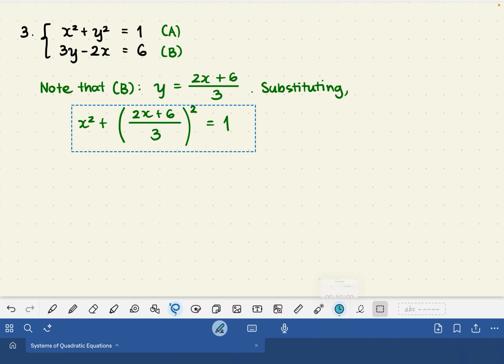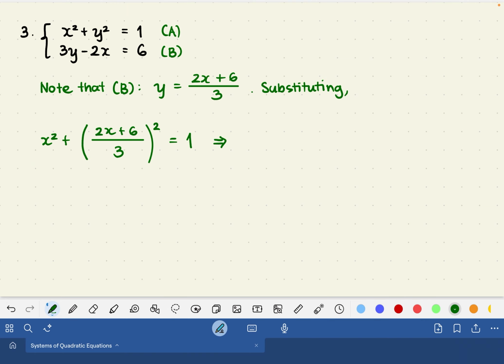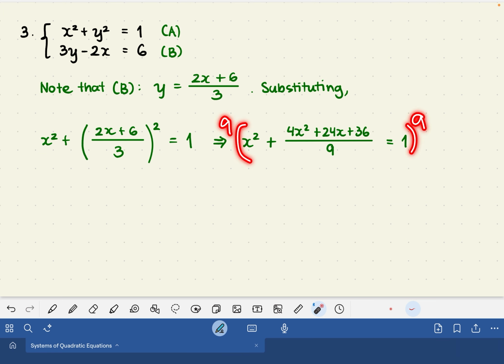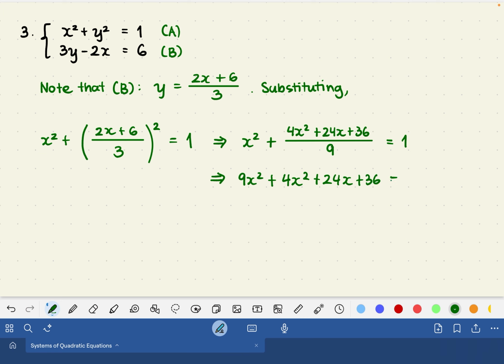Let's just adjust this one. Then from here, let us simplify. So we will have x squared. Then for this other one, you can apply square of a binomial on the numerator to obtain the following expression. We will have 4x squared plus 24x plus 36, and in the denominator, we will have 9, equal to 1. Then just to simplify things, we can multiply 9 on both sides so that this denominator would disappear. So we will have here 9x squared plus 4x squared plus 24x plus 36 equal to 9. Then just to simplify this further, we combine these two terms with the same degree and then move 9 to the other side. This will give us 13x squared plus 24x plus 27 equal to 0.